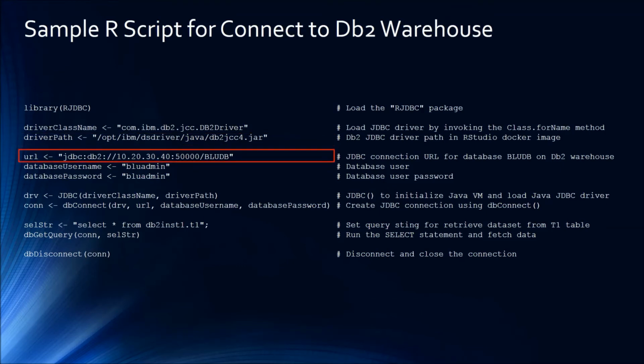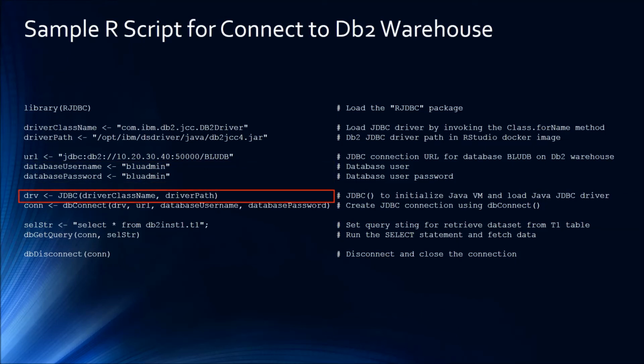In the JDBC connection URL, you provide the host address, port number, and the database name. The port number 50000 is standard for JDBC connections, whereas BLUDB is the database name on Db2 Warehouse that you are connecting to. Provide the database username and password to connect to Db2 Warehouse. The JDBC function initializes the Java VM and loads the Db2 JDBC driver. The dbConnect function makes the JDBC connection to the database.